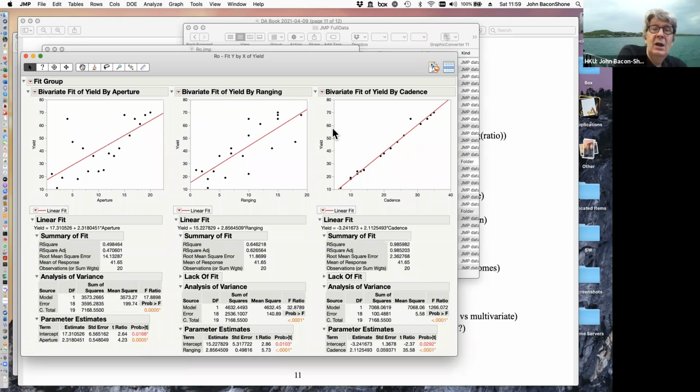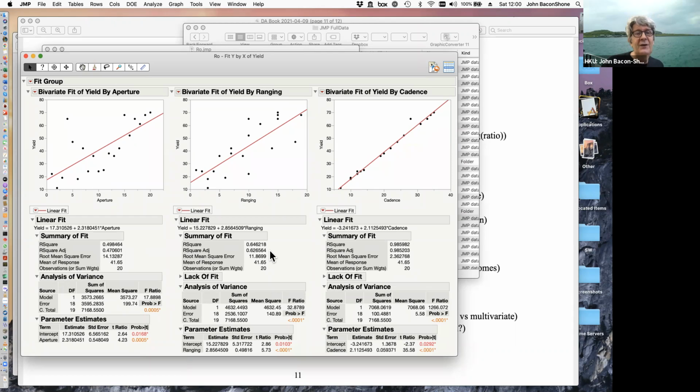The key point is that we cannot know how useful these variables are together just by looking at how useful they are on their own. Now, it's true, cadence looks to be the most useful one, with the possible exception of this one data point here. The nice thing about JMP is that if you put your pointer on it, it will tell you this is row 20 with cadence 28 and yield 65. So this data point doesn't seem to fit very well, but all the others fit very well. The adjusted R squared is 98% just from cadence. The other two are not nearly as good: for aperture, the adjusted R squared is only 47%, and for ranging it's only 62%.